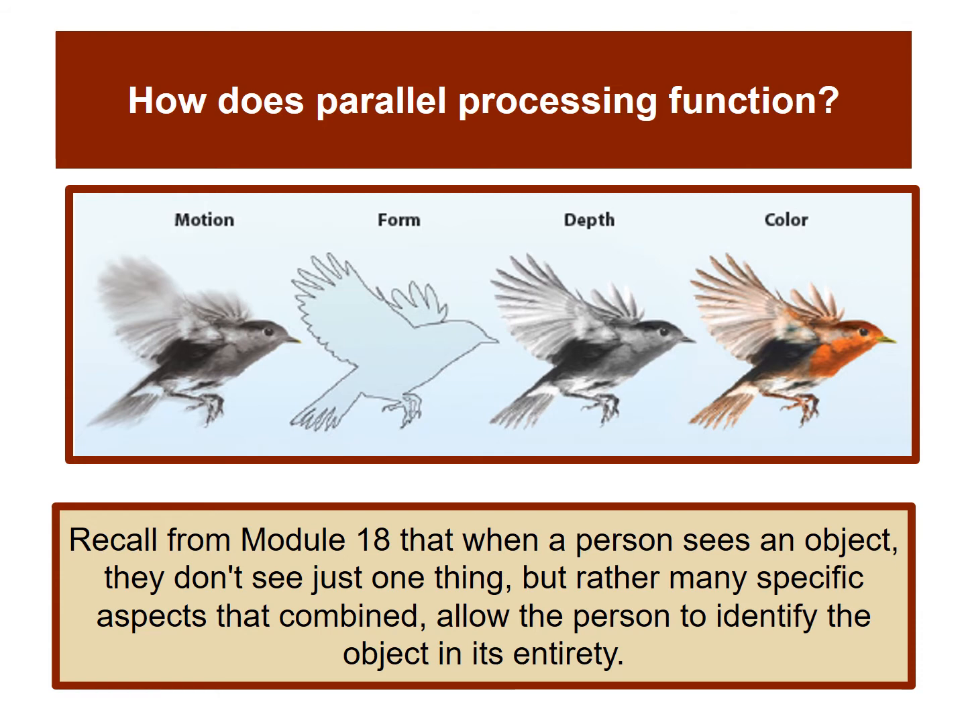So that when a person sees an object, they don't just see one thing, but rather many specific aspects that combined allow the person to identify the object in its entirety. So first you see a bird in motion. You know that it's moving, and then your brain sees its form. So first it sees that it's moving, then it sees its form, and then it starts to see depth, and then it starts to process color. So all of those things give you the final version of the moving bird.